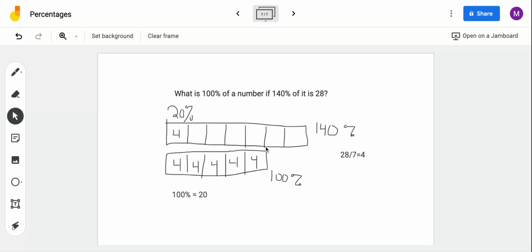So that mystery number, it said 100% of some number. What is that if 140% is 28? We took this 140, we divided it by 7 so we could get 20%. See how many 20% we had in there? And then use that to build up to 100%. And then figured out, well, what is 20%? If 140 is 28, we divided that 28 by 7 because there were 7 pieces. And then we chose 5 of them to get to 100.